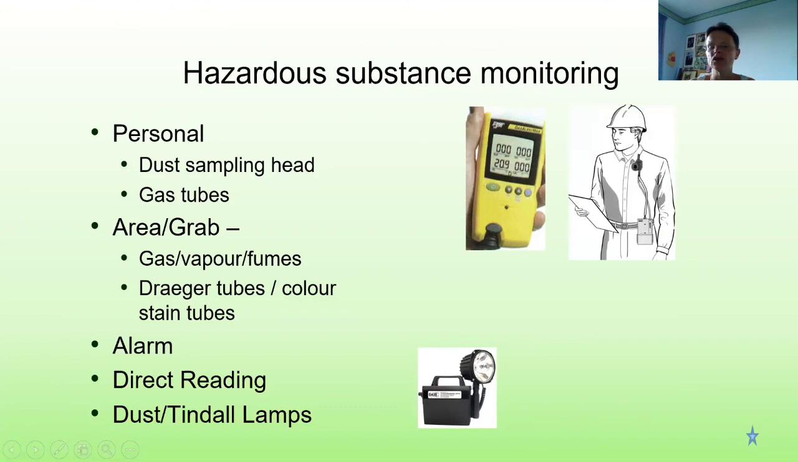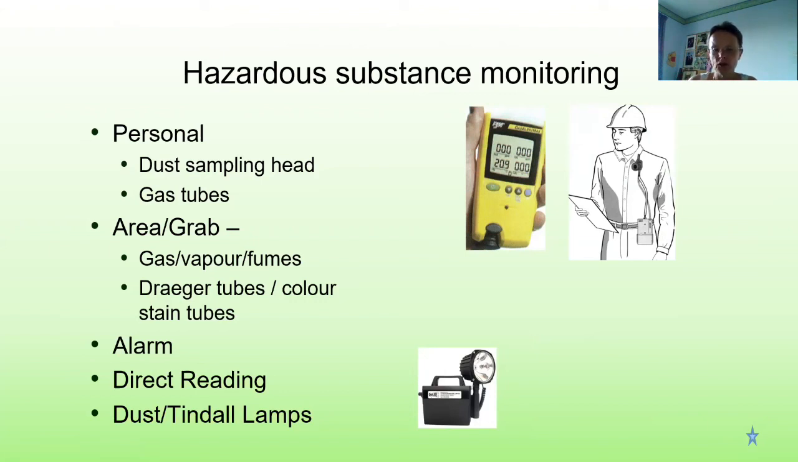So on the right hand side, you can see this chap there. He's got a sampling head and it's connected to a pump. That particular head is going to measure dust, and they wear it for the whole day. Then they send the filter away. The filter is weighed, and they would work out how much dust they've been exposed to. If it's a fume or a vapour, they have the same pump, but they have actually a glass tube instead. And again, that's sent away for analysis. And that's the best form of sampling because it's measuring how much a person has been exposed to.